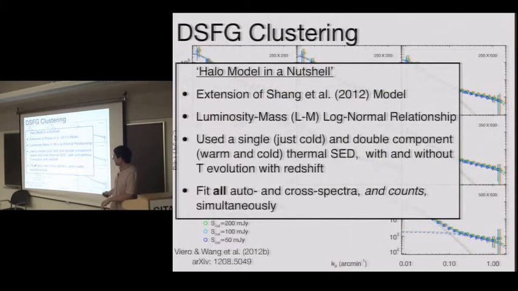And key to this work, which I think has become standard now, is that we fit the auto spectra and the cross spectra and the number counts. We fit it all together. So the fact that these different bands are sensitive to different redshifts because of that negative K correction means the cross frequency spectrum is sensitive to the overlap between these sources. There's a lot of information there, and it's actually pretty easy to fit one panel, but it becomes extremely hard to fit them all at the same time. So there's a lot of power here.